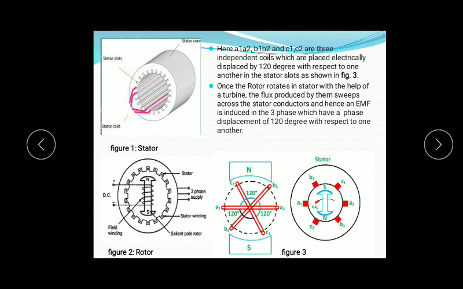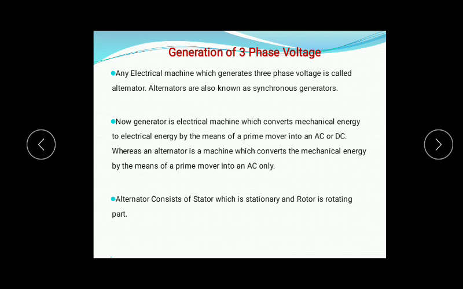So how is the rotor going to rotate now? The rotor is rotated by means of a prime mover. The alternator is a machine which converts mechanical energy to electrical energy, AC only, by means of a prime mover. Prime mover is nothing but your turbine. The turbine can be a hydro turbine, a steam turbine, or a wind turbine, it can be a thermal power turbine, where steam is heated to a certain temperature and hits the turbine, right?